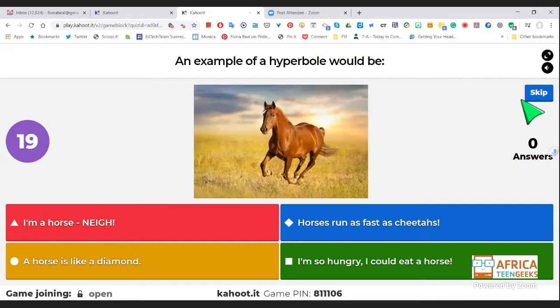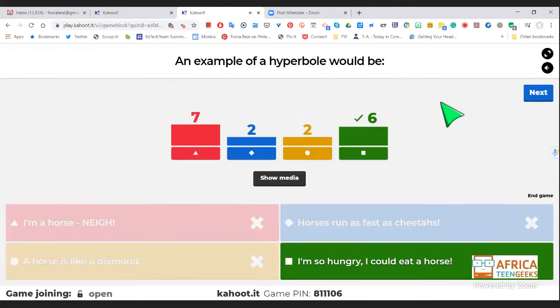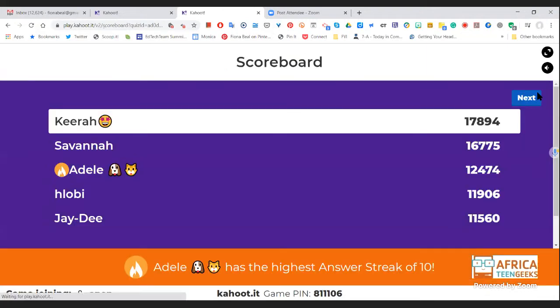Hyperbole. Remember hyperbole? Okay. So that one was a tricky one because "I'm a horse, neigh", that's not really an exaggeration, is it? But "horses run as fast as cheetahs" could have been confusing. But "I could eat a horse", that's a real exaggeration. You could never eat a horse. Savannah in the lead. Well done, Savannah.